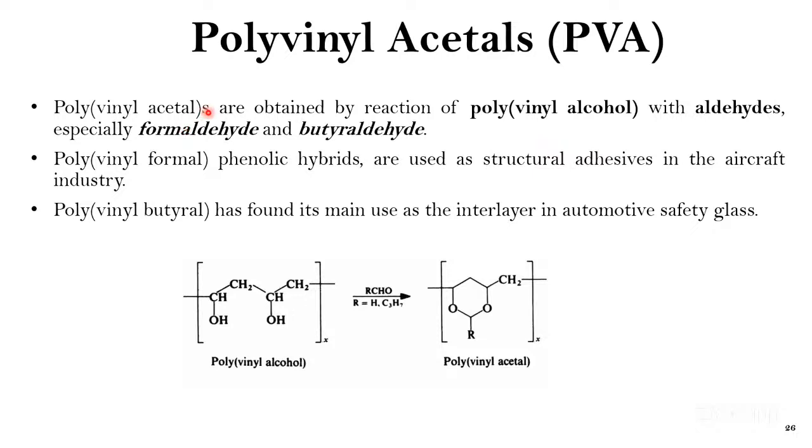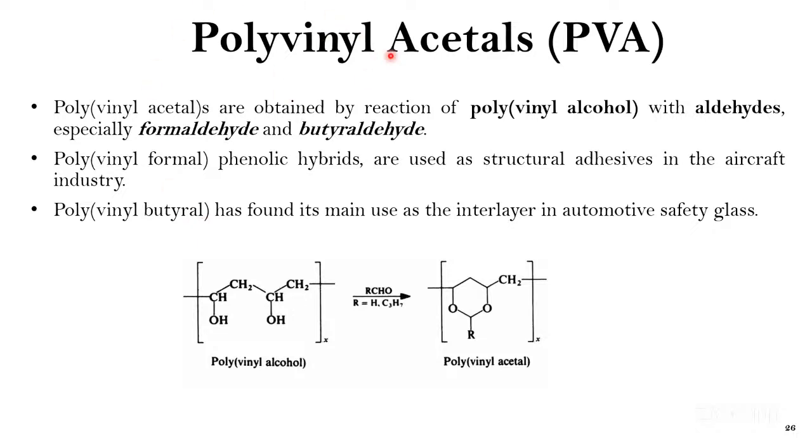But if I replace formaldehyde with butyraldehyde in the copolymerization with polyvinyl alcohol, then we get polyvinyl butyral, and it has a huge application in the manufacturing of automotive safety glasses. In between the glass layers, they form an interlayer, and there they use this polyvinyl butyral.